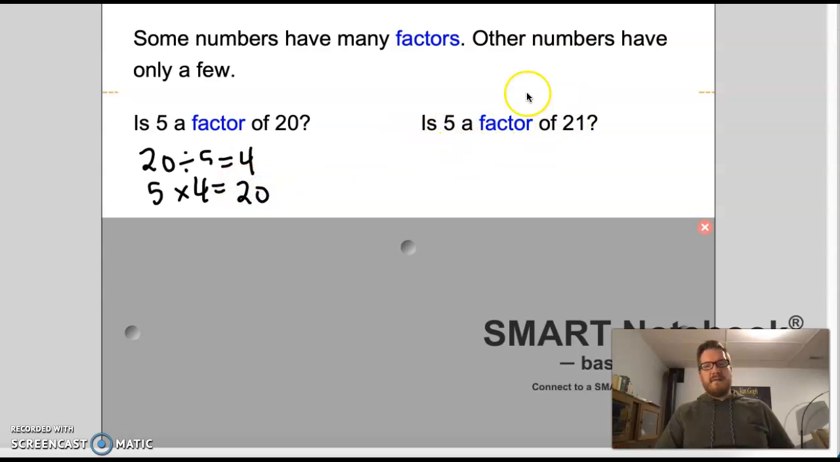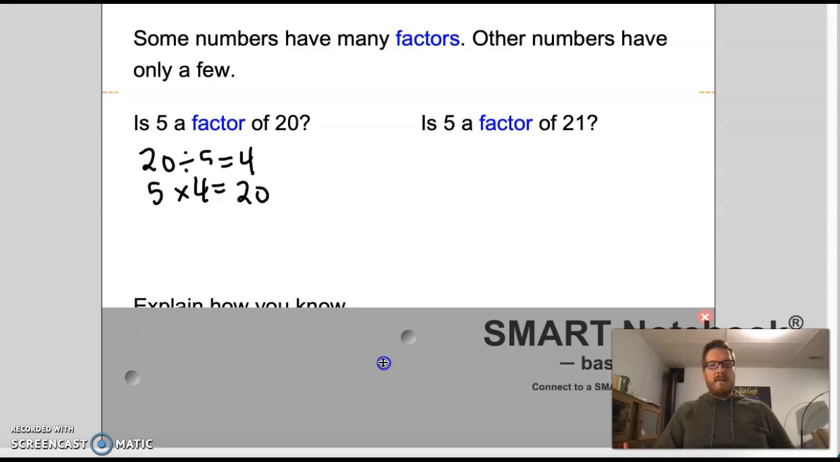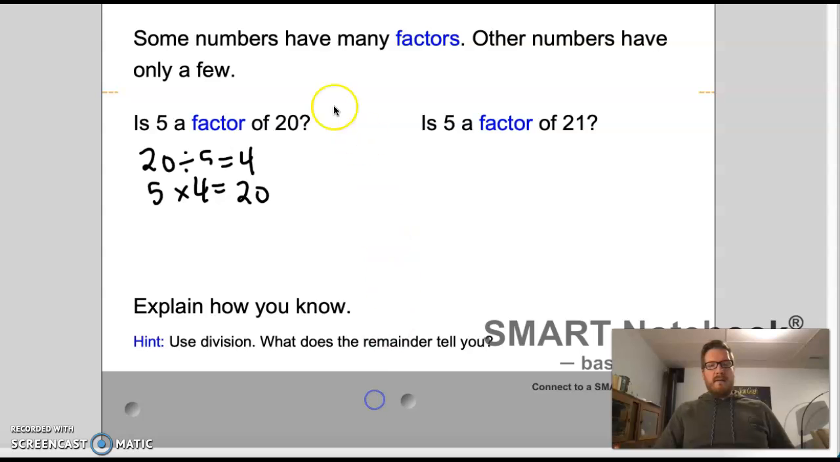Then the next question is, is 5 a factor of 21? Well, no. We just demonstrated that 5 is a factor of 20, and so we can't multiply 5 times a whole number to get 21. So we've used division to prove that 5 is a factor of 20. We found out that it fits into 20 four times, and then that means that we can move on.